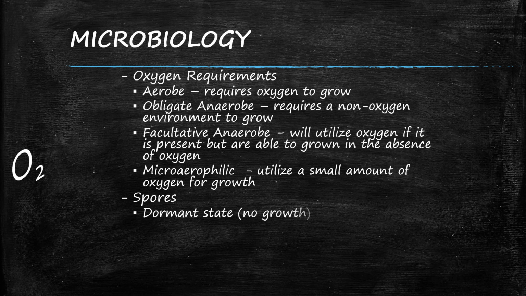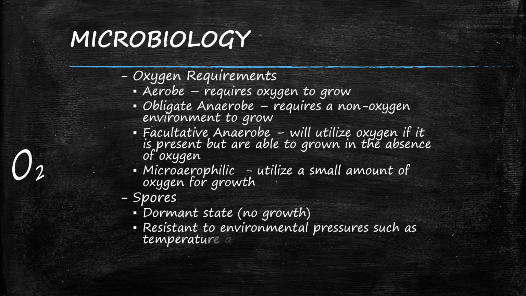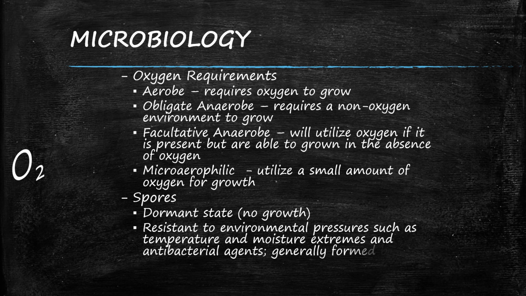Spores are a dormant state, which do not have growth. So if a bacteria is in its spore state, that means it's not growing, and it's going to be resistant to environmental extremes and pressures, such as variances in temperature or moisture. Gram-positive bacteria are usually the ones that produce spores, like Clostridium difficile is a gram-positive bacteria, and we know that it produces spores, which makes it virulent.